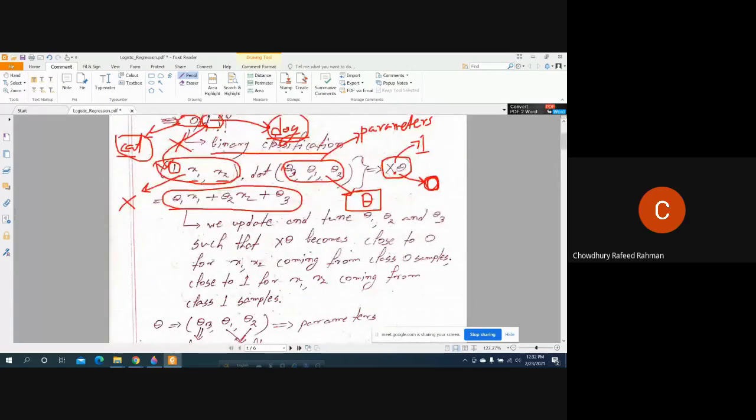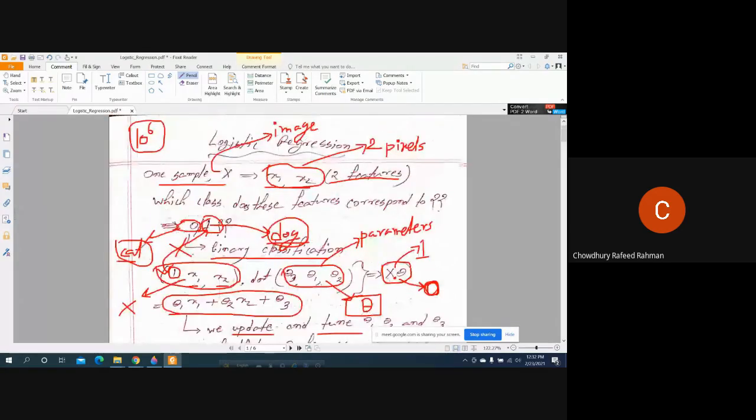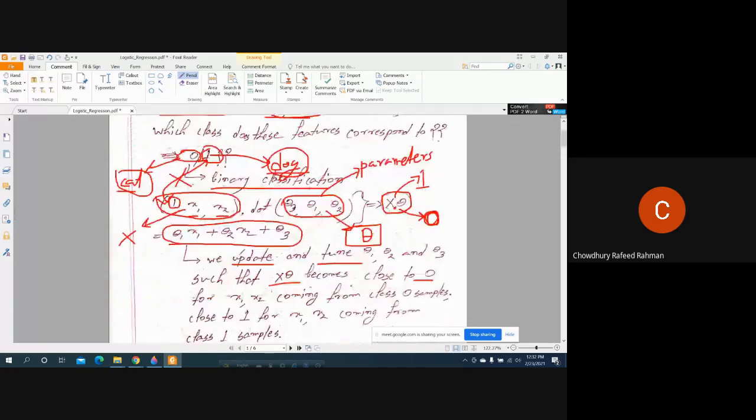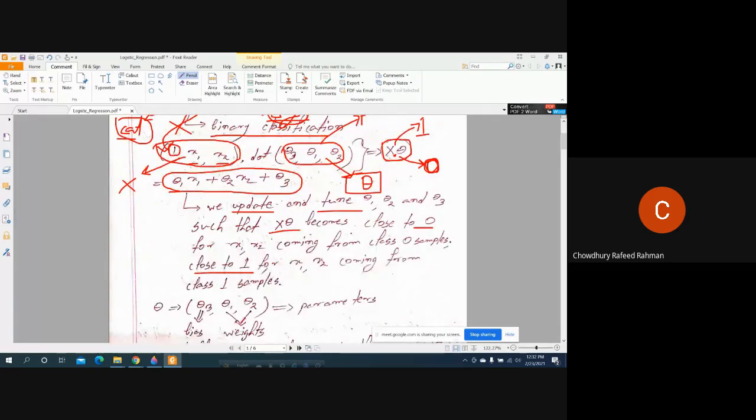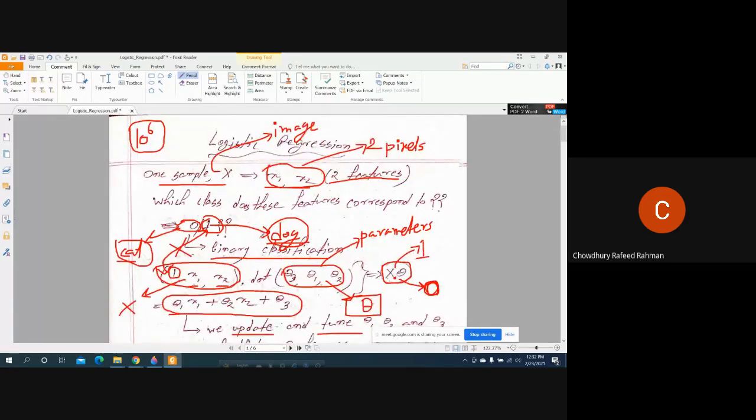Now, initially we do not know the value of these thetas. We have to update and tune these thetas such that x dot theta becomes close to 0 for images that are of cats, and it becomes close to 1 for images that are of dogs. Let me put this in very, very simple terms.